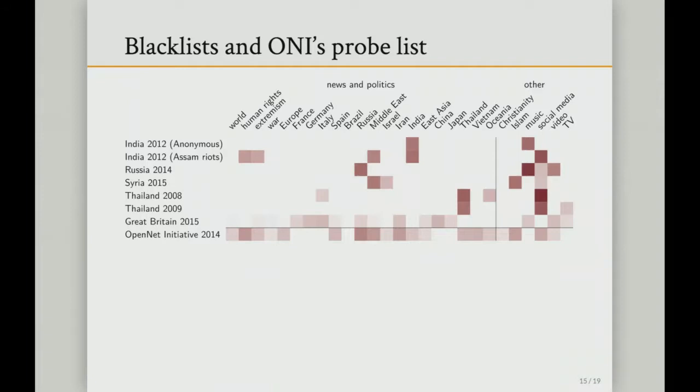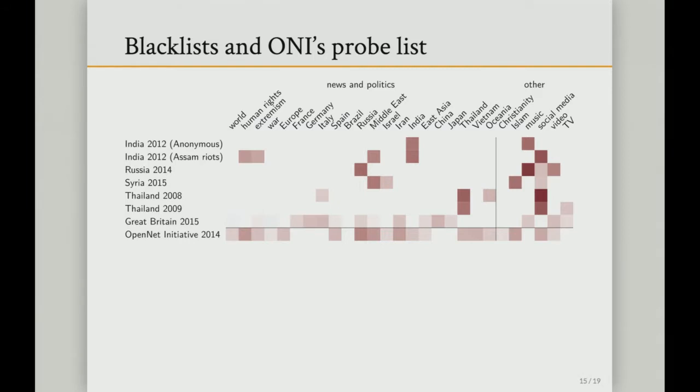So first, I'm going to compare the blacklists. So this is actually censored in some country that's not all porn. And I'm going to compare that with the Open Net Initiative's probe list, which is primarily concerned with political censorship. And so, of course, they concentrate on these news and politics topics. And the blacklists also do that, but they tend to be concentrated on specific news topics. So we've got here India, Russia, Syria, and Thailand censoring news related to themselves and their immediate neighbors, and not so much other countries. That's not really surprising, but it's nice to see that we can pick it out.